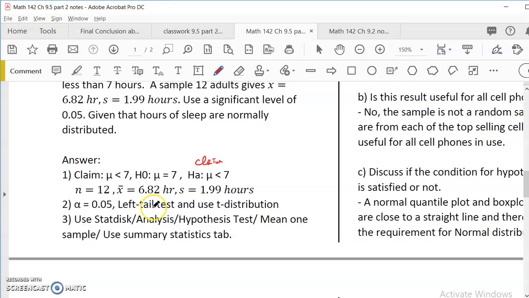So it is a left tail test, and we use the t distribution because sigma is not given. Nowhere do we have sigma. We only have X bar and S. So we will write it down. We write down the 6.82, S is 1.99, n is 12, and we're claiming that it's less than 7.